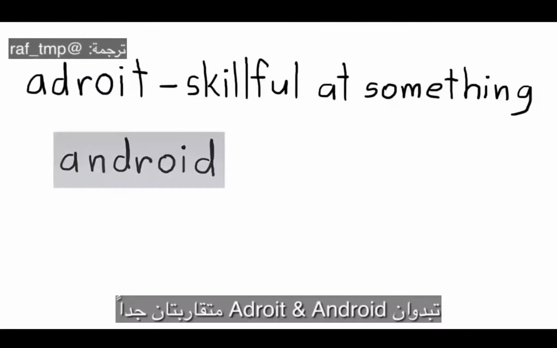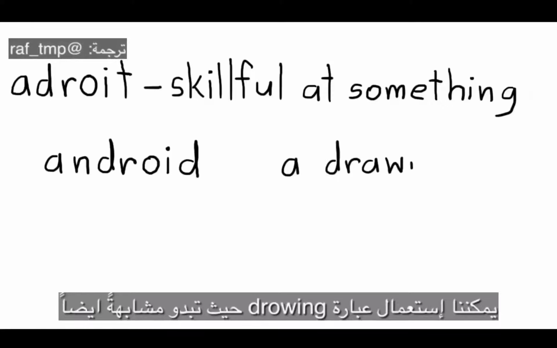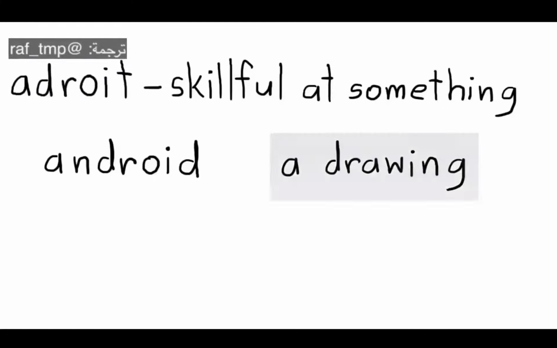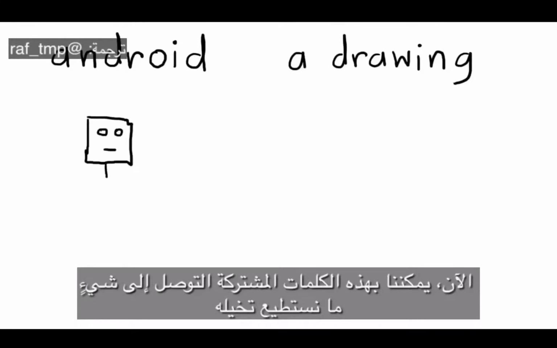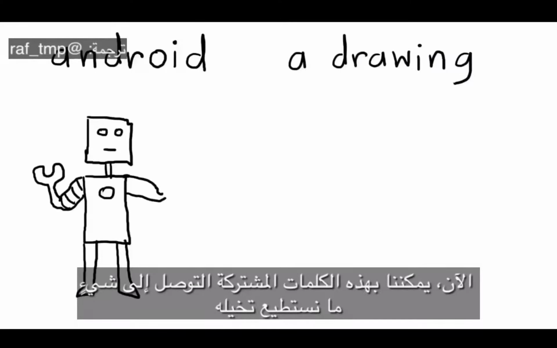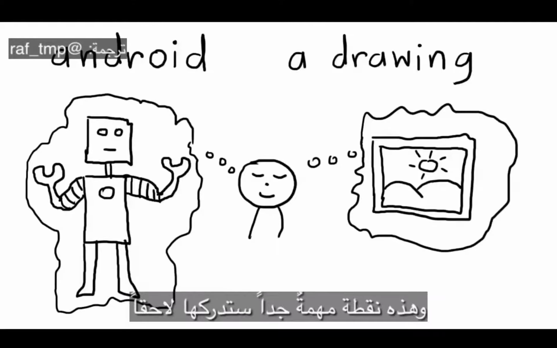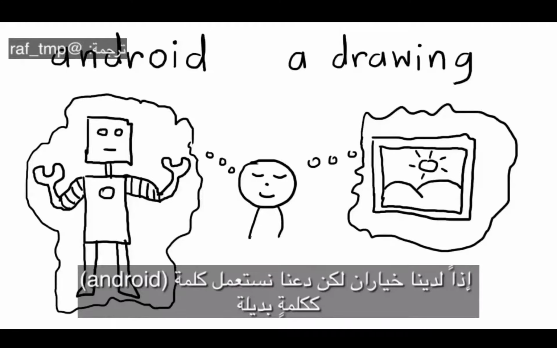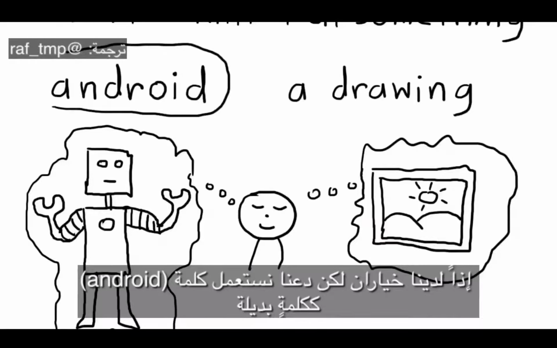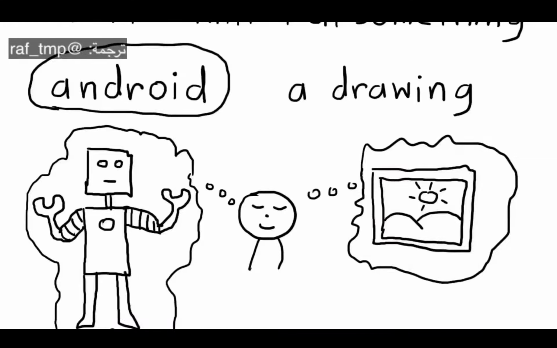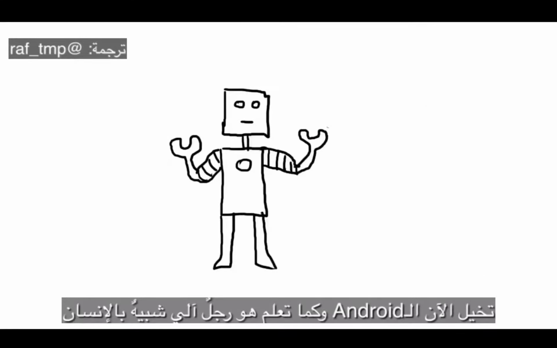Adroit and android sound pretty close to each other. We could also use the phrase a drawing. That sounds similar as well. Adroit, a drawing. Now, what these words have in common is that they refer to something that we can visualize, and this is a very important point, and you're going to find out why soon. So we have two options here, but let's use the word android as the substitute word. Now, visualize an android, a robot that looks like a human.